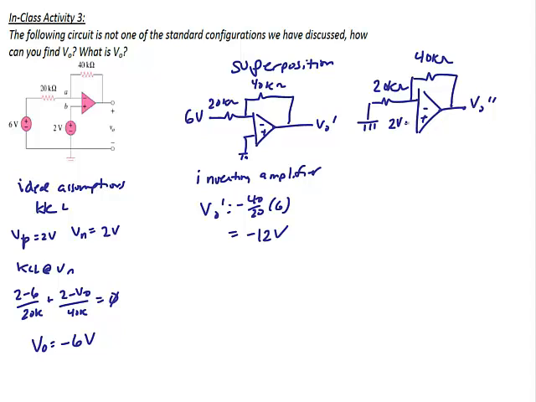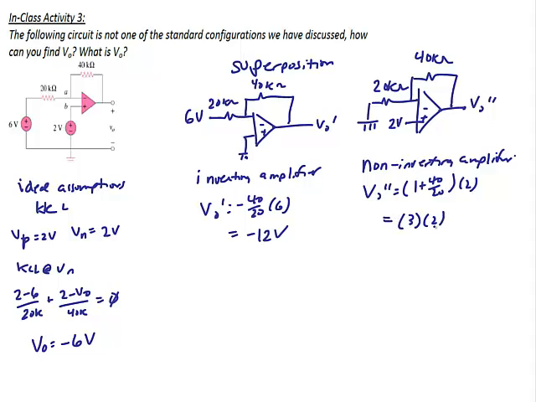And at the positive terminal, I have 2 volts. What type of op amp is that? The voltage source is tied to the positive terminal. This is a non-inverting amplifier. So VO double prime is 1 plus 40 over 20 times 2, or 3 times 2, which equals 6 volts.